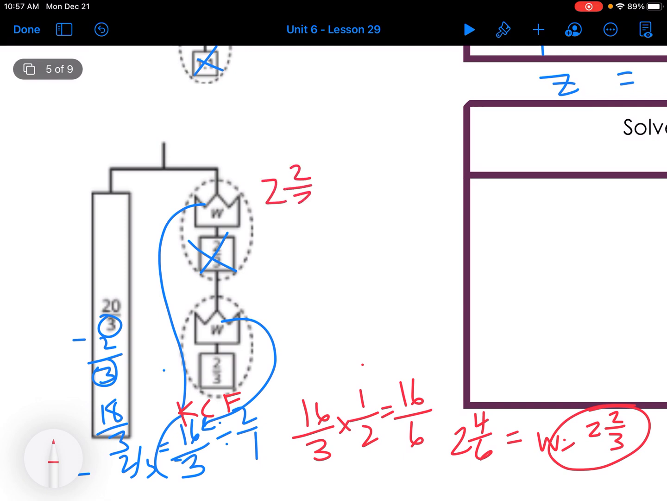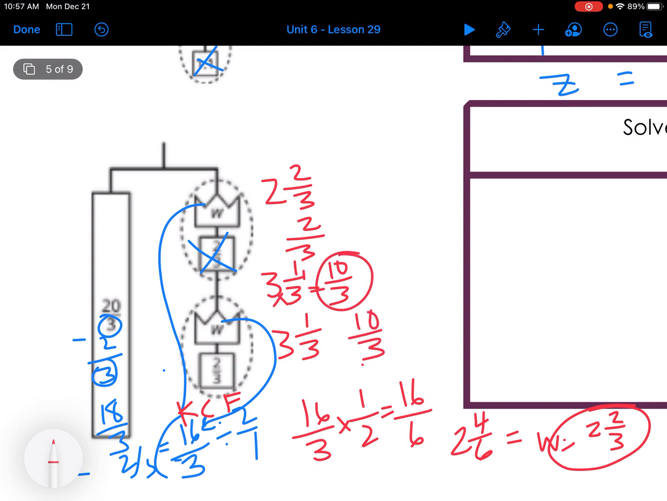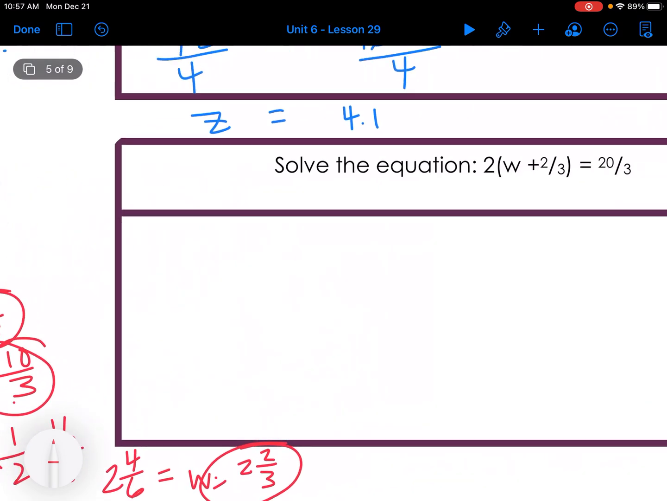two 2/3 plus another 2/3 is going to leave me with 3 1/3. And this is also going to be 3 1/3. So that's actually 10/3, because 3 times 3 is 9 plus 1 is 10. So that means this is 10/3. 10/3 plus 10/3 is 20/3. It works out. You got to love that they're adding fractions to this.